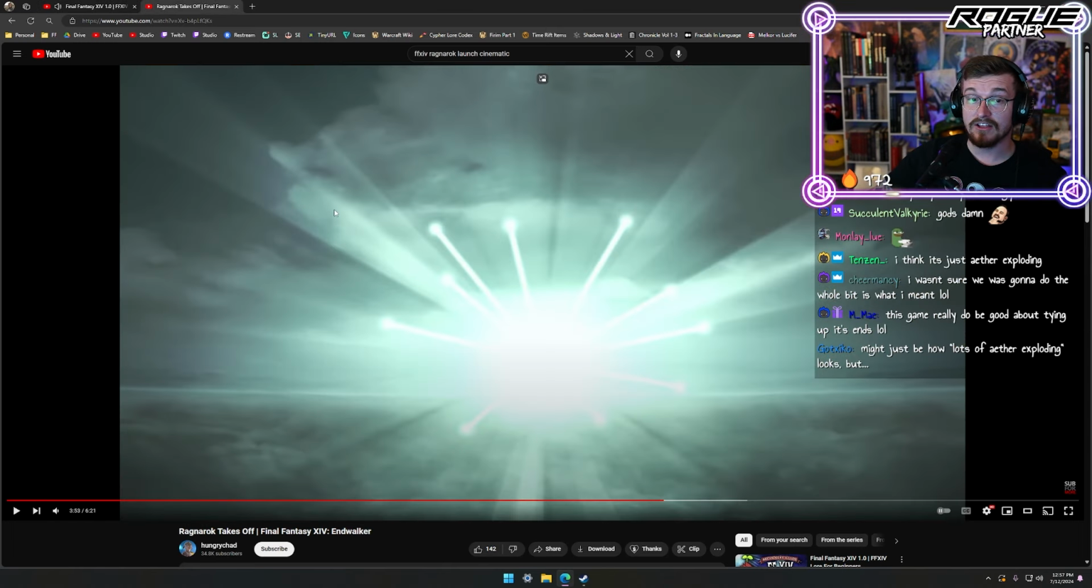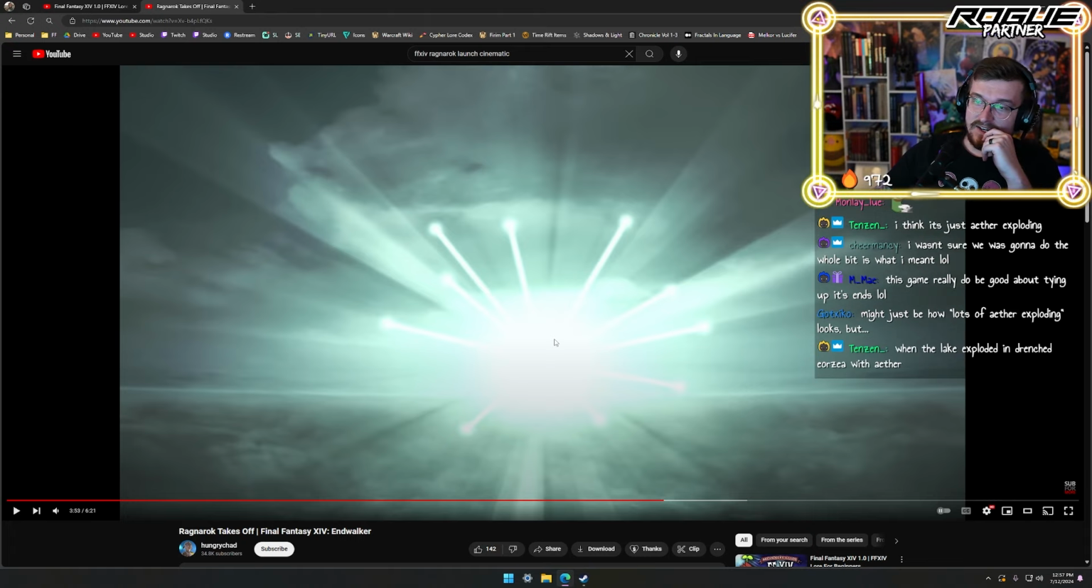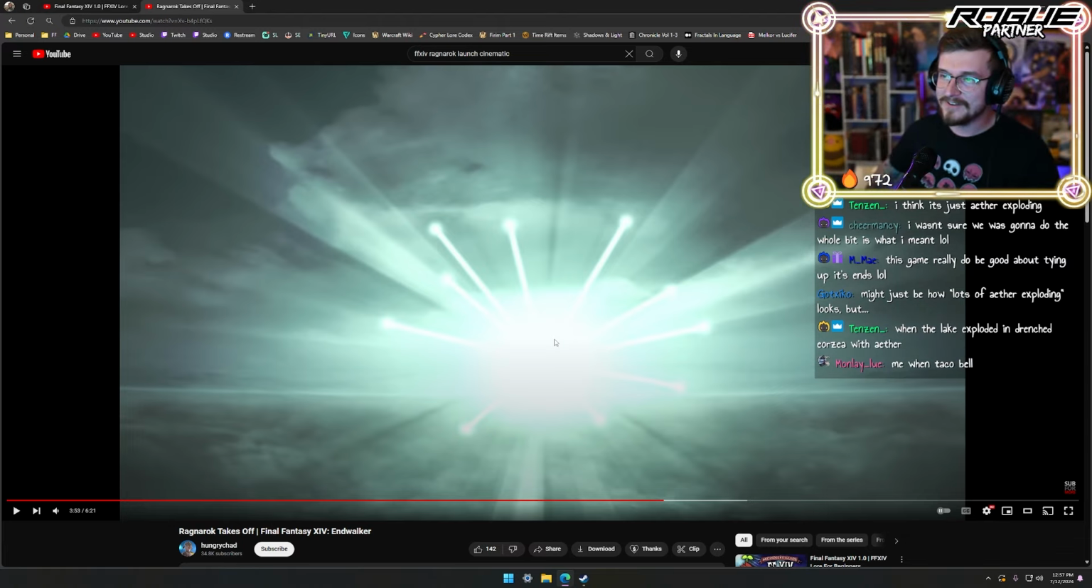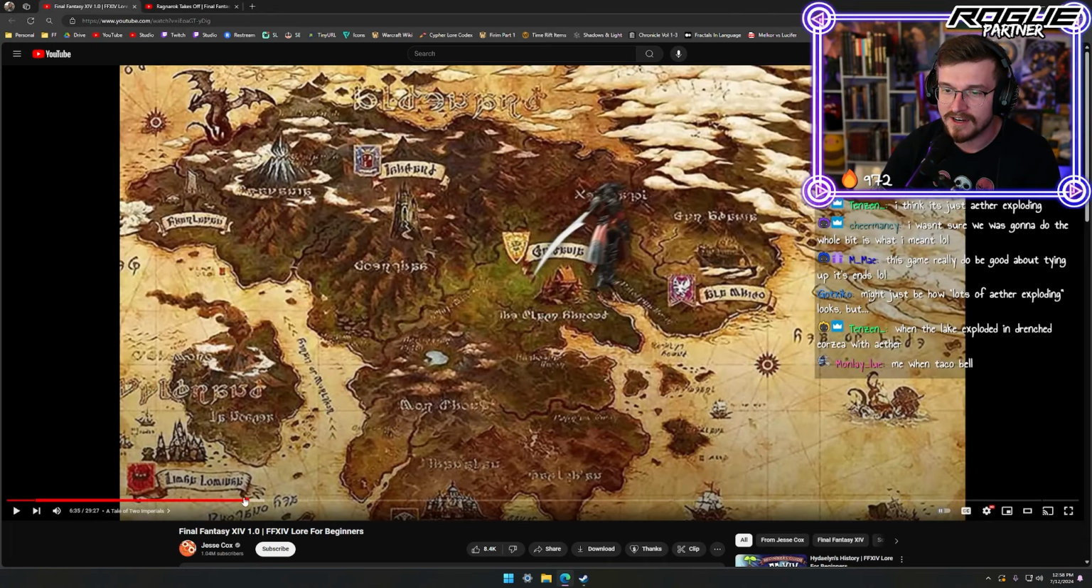It could just be how lots of ether exploding looks. I don't know, dude. It's directly tied to Heidelin. And I can easily connect Heidelin to Silver Tier Lake, right? We just spent the last 30 minutes doing that. I don't know if it's just ether exploding, you know? This seems like almost a pretty specific invocation of power.